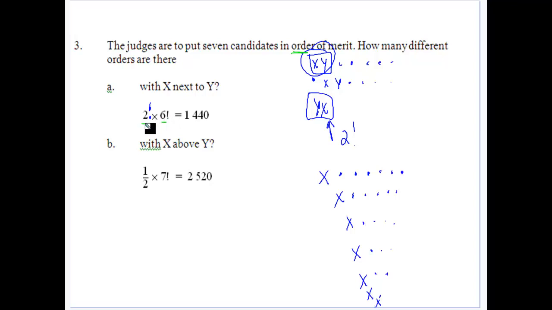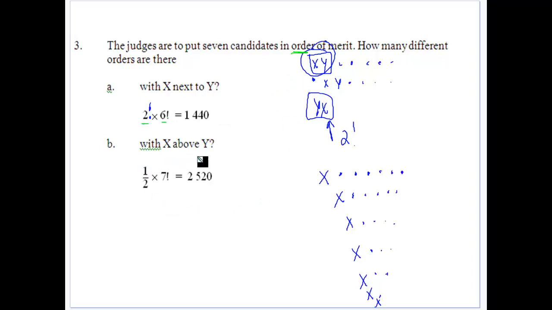But then x and y can be ordered in 2 factorial ways, which is the same as 2. So that's how we can calculate that x has to be next to y. Consider them as one unit, but then in that unit together, how many ways can they be ordered?